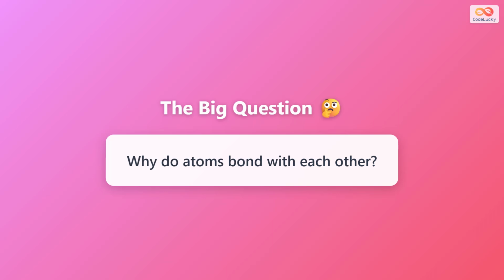So why do atoms bond with each other? This is the central question we need to answer. Atoms are perfectly fine on their own, so what drives them to join forces with other atoms? The answer lies in something called stability. Atoms are constantly seeking a more stable state, and bonding with other atoms is how they achieve this stability.